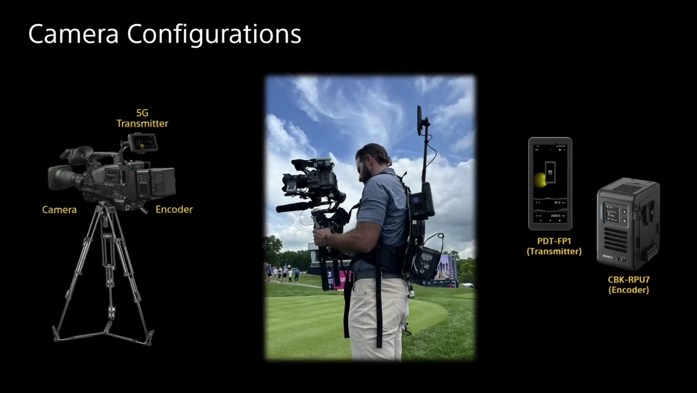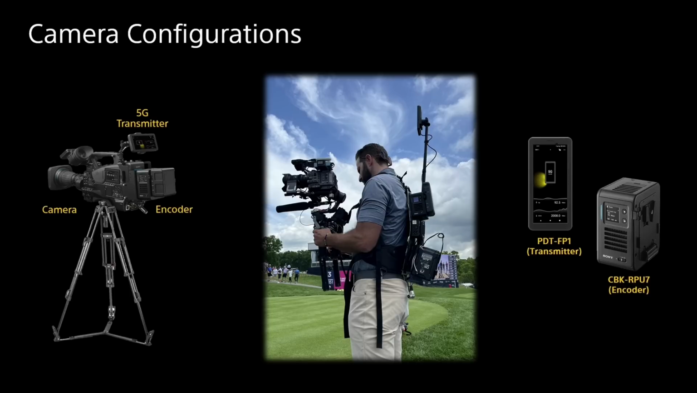This is just one of the typical camera configurations, or a couple of camera configurations, that we had at Valhalla. On the very left-hand side, we had some studio cameras connected with an encoder and the transmitter. Again, that's our new RPU7 encoder, as well as the 5G transmitter at the top, which is the PDT-FP1. So that was the build-up kit. And again, that was connected to the private 5G network.